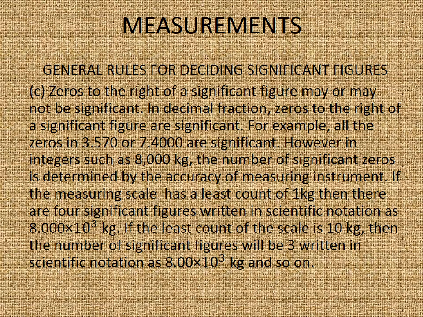However, in integers such as 8000 kilogram, the number of significant figures is determined by the accuracy of the measuring instrument. If the measuring scale has a least count of 1 kilogram, then there are 4 significant figures, written in scientific notation as 8.000 into 10 to the power 3 kilogram. If the least count of the scale is 10 kilogram, then the number of significant figures will be 3, written in scientific notation as 8.00 into 10 to the power 3 kilogram, and so on.